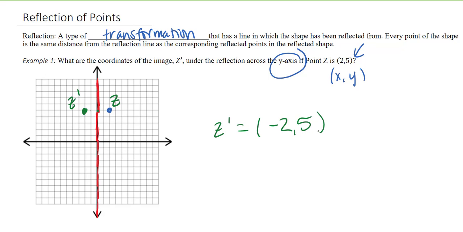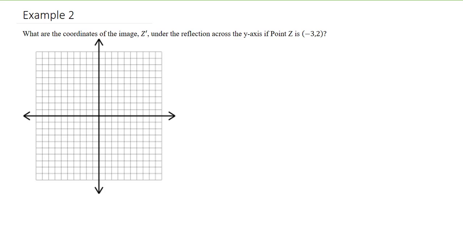Now let's do another example. Example 2: what are the coordinates of the image z prime under the reflection across the y-axis if point z is (-3, 2)? Let's make sure this is the y-axis. Now let's plot point z, which is (-3, 2). Negative 3 is to the left on the x-axis, so 1, 2, 3. And then up 2, so 1, 2. That's point z.